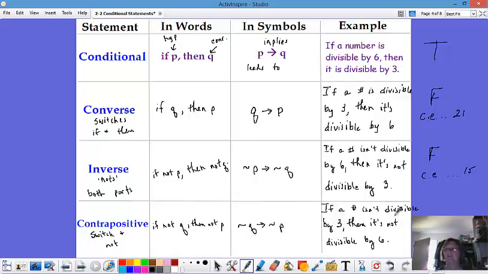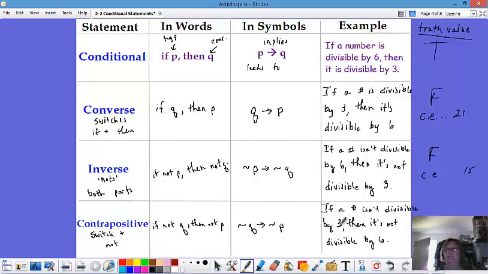And ladies and gentlemen, what do you think about the truth value of that? I should put that heading up here. We're talking out here truth values, right? Just whether those statements are true or false. What do you think? If it's not divisible by 3, then it's not divisible by 6. Is that true?